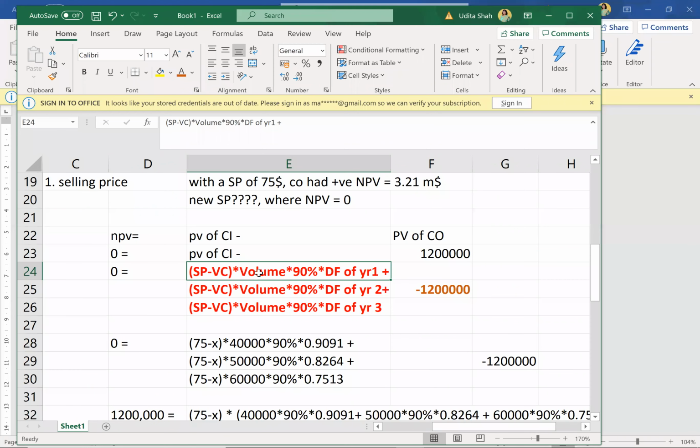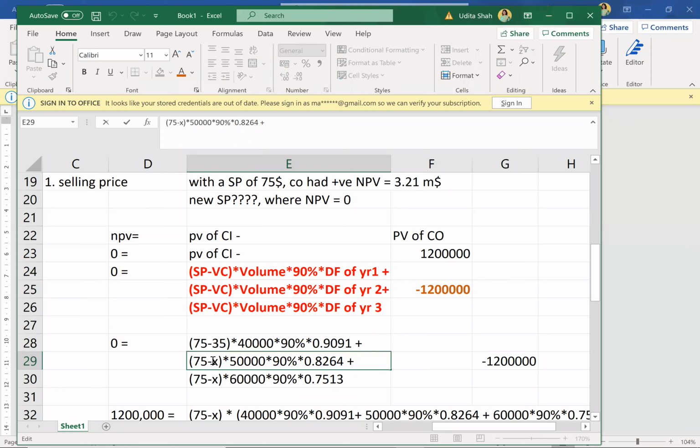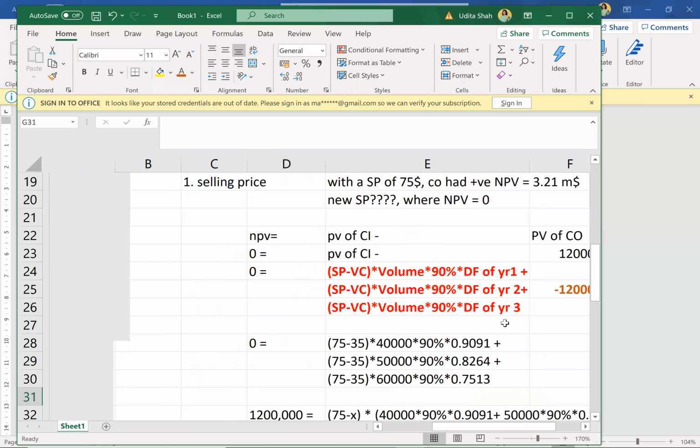So sales volume. Now again the formula of sales volume remains the same. This is the formula, right? Sales volume will again not affect my initial investment. So now 75 minus 35 remains the same. What should change? Only the sales volume should change.